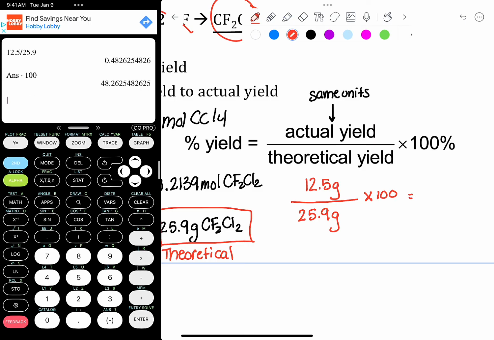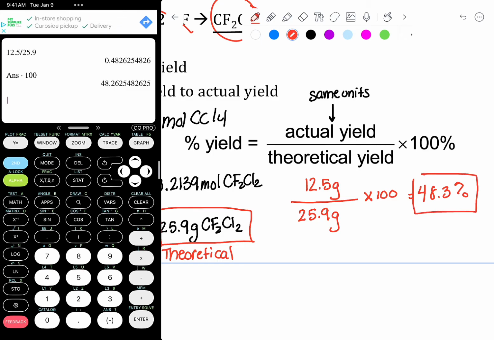And we get a percent yield of 48.3%. 3 sig figs because of our original problem having 3 sig figs. So that is our percent yield, 48.3%. So I only produced about half the amount of product I would expect to from this reaction.